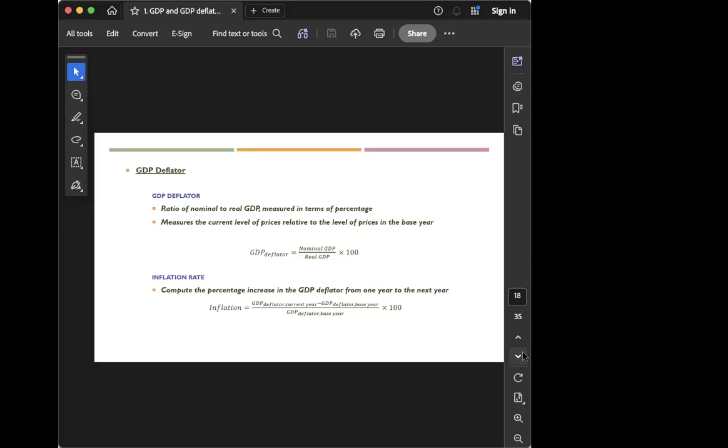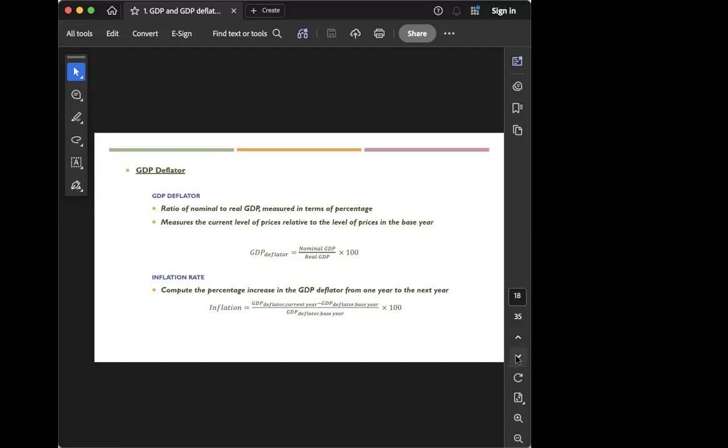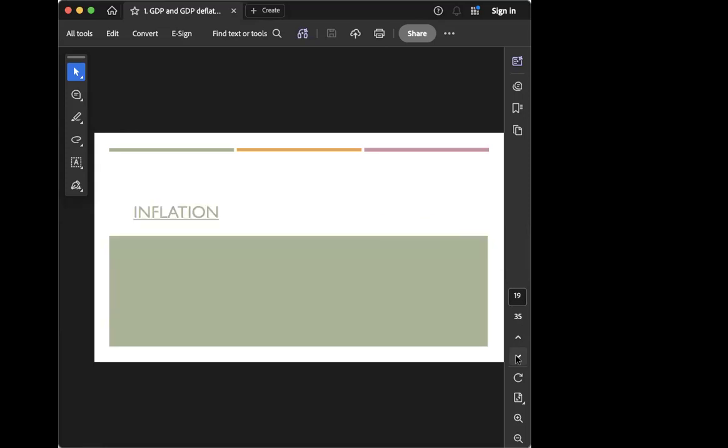The GDP deflator is also a price index, so inflation is the percentage change of it. And this is almost all we have for the GDP part. Now we can finally hop into inflation officially.